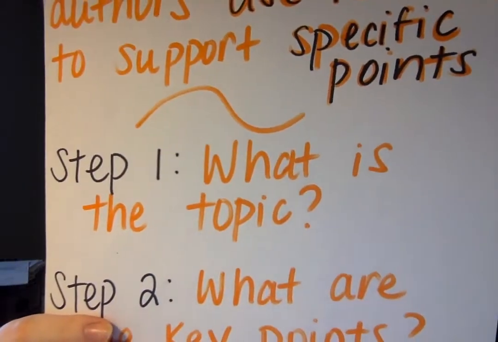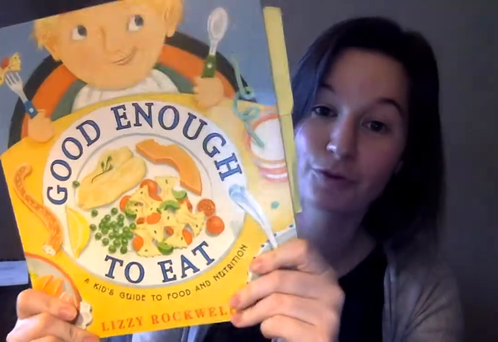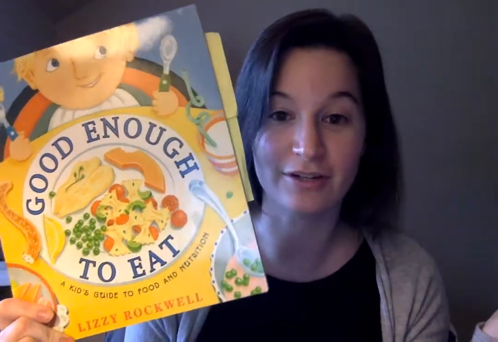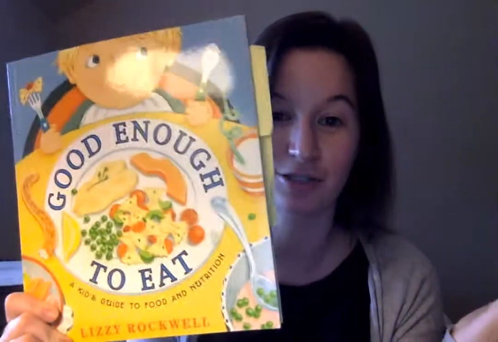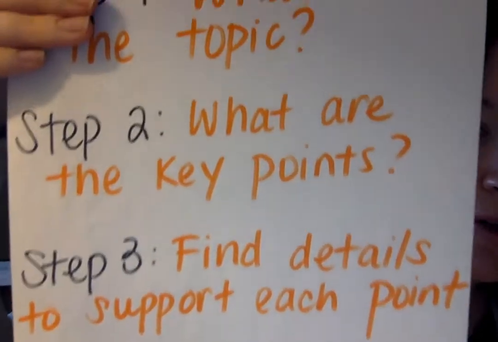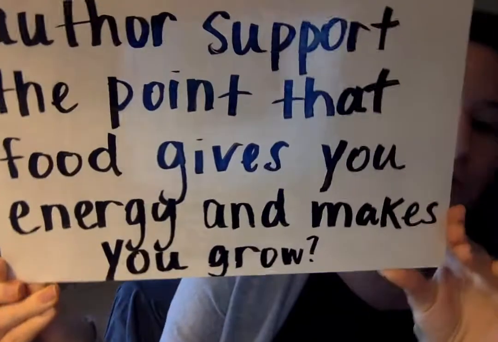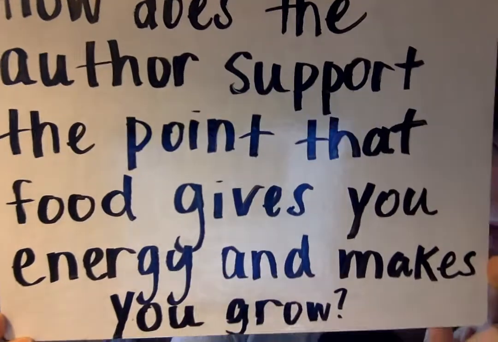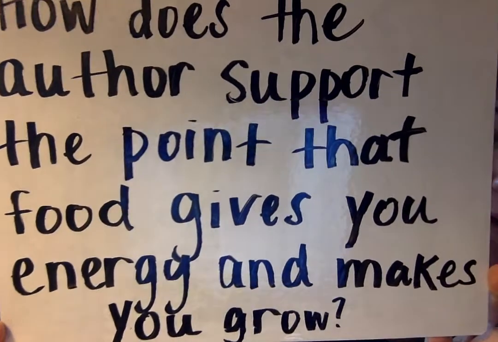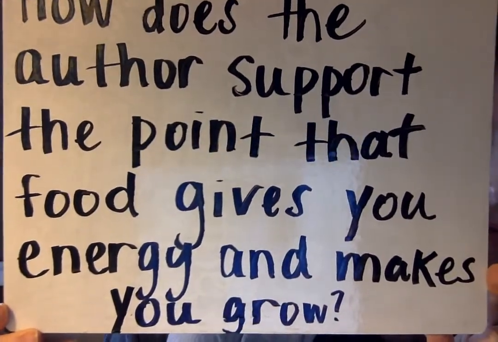Step 1, what is the topic? We know the topic of this text is food and nutrition. I've said it almost every single day, and we can just tell flipping through the text and even looking at the title that that is what our text is all about. Step 2, what are the key points? So for this question, we're actually just going to focus on the one key point that's in the question, so I'll just go ahead and repeat that. So the key point we're focusing on is that food gives you energy and makes you grow.